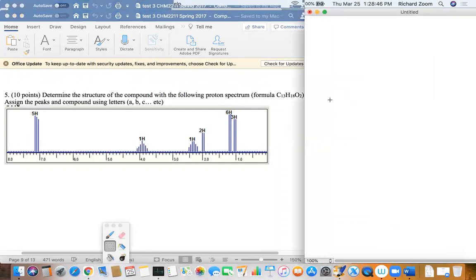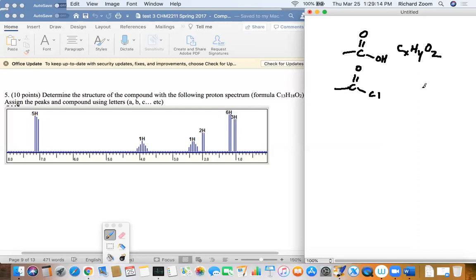When we look at the formulas of different functional groups, a carboxylic acid will always be CxHyO2, and I'm going to try and be real general about this. Let's see what's next. The acid chloride.